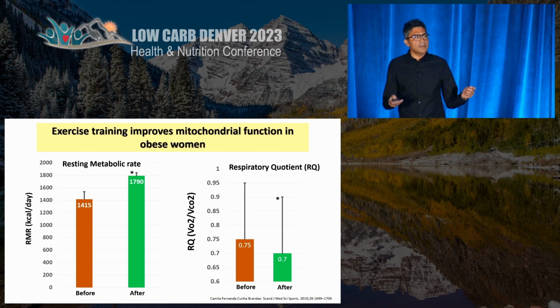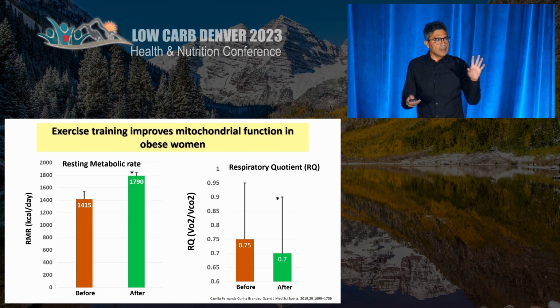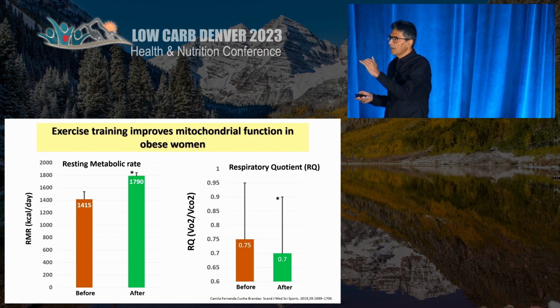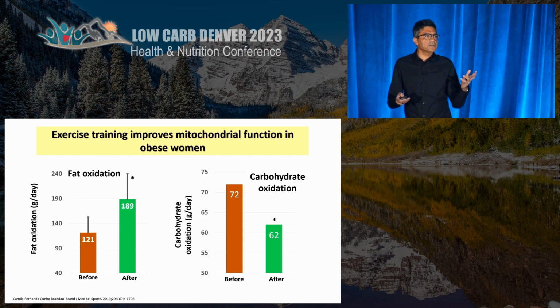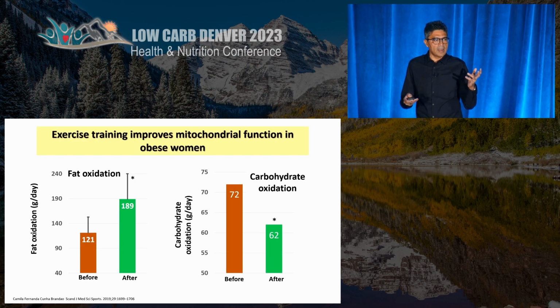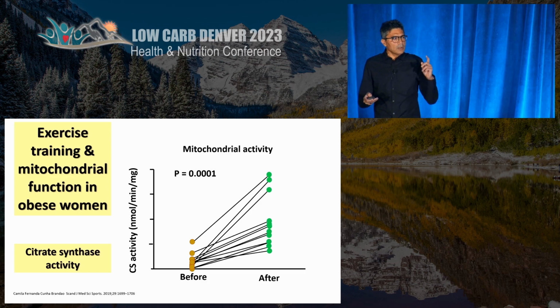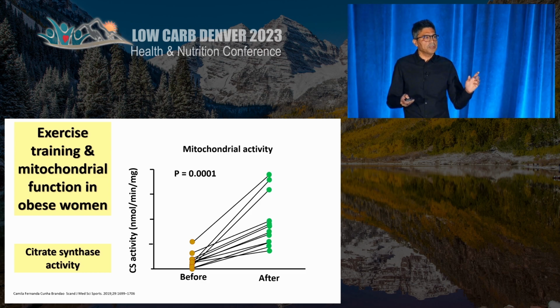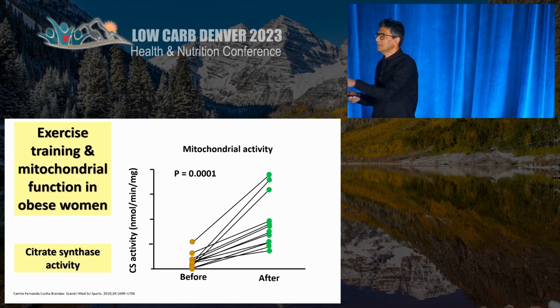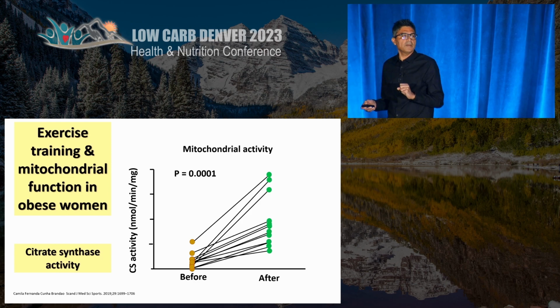Their resting metabolic rate went up, which is they were burning more calories because of exercise compared to what they were doing before. They were more fat burning as evidenced by RQ, which dropped. What that means is that when fat oxidation was measured directly, it was higher, and carbohydrate oxidation had reduced with exercise. There was also evidence that mitochondrial function uniformly went up in all these women with as simple an intervention as this type of exercise.